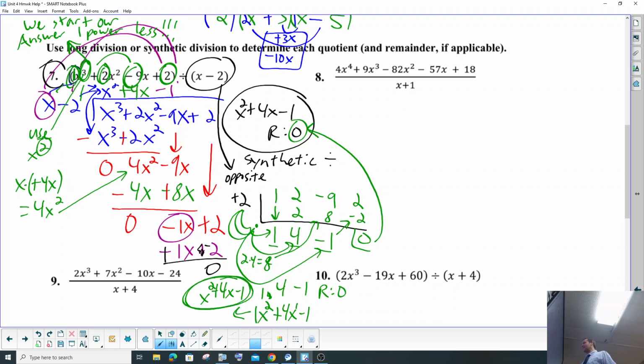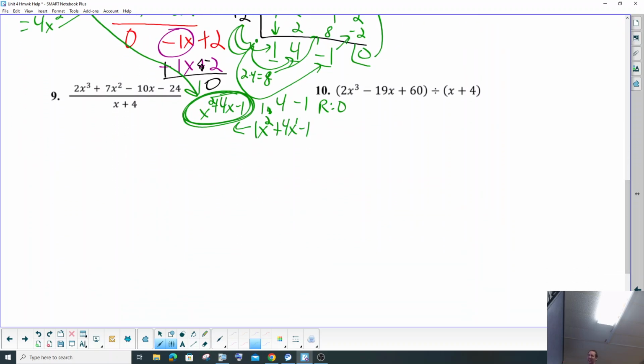What? That is the same? That is the same as we got up here. Way-o. Same answer. One's long division and one is synthetic division. Way-o. So that's how we do synthetic division. And so let's try our next one.